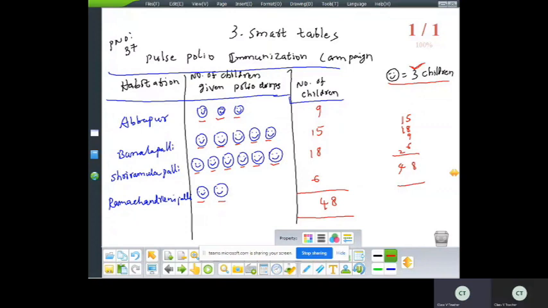This is the solution for the pulse polio immunization campaign, that is on page number 37. We are given only the box asking number of children. In this question, we have to find the number of children who have been given pulse polio drops in the entire village. We are given the clue also: one face is equal to 3 children. Now the next question, how many students are there in the school? That is on page number 38.